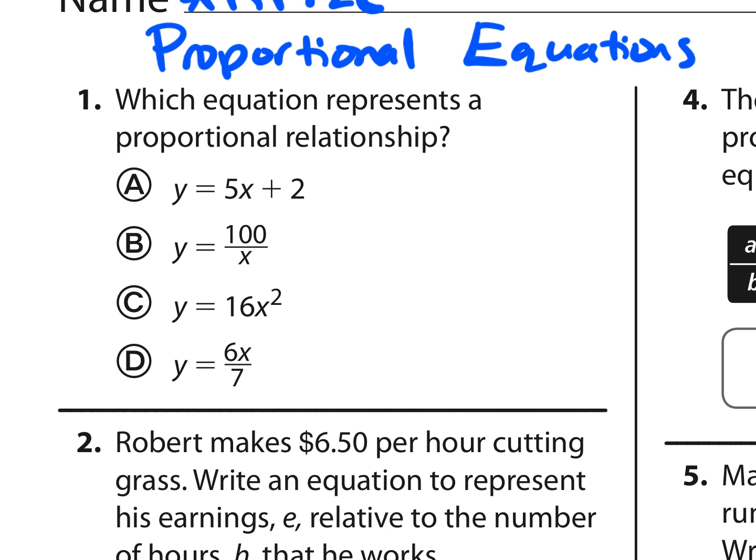Well, not the first one because it adds a number at the end. Not this one because x is in the denominator. Not this one because we have an exponent with x. So this equation, which could be rewritten as y equals 6/7 x. If you have the variable in the numerator, you can just pull it out from the fraction.